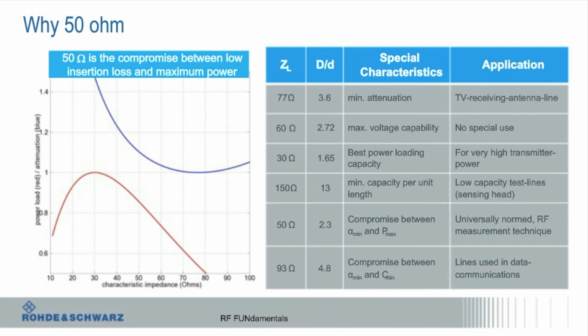30 ohms has the best power handling capacity, for high power transmitters for example. 150 ohms is the minimum capacitance per unit length, so low capacitance test lines like sense heads on an ATE. And 50 ohms is a compromise in between. Then 93 ohms is a compromise between alpha min and C min, so this is used in data communications. In a past life, Intel had a lot of lines on a backplane that were 90 ohms.